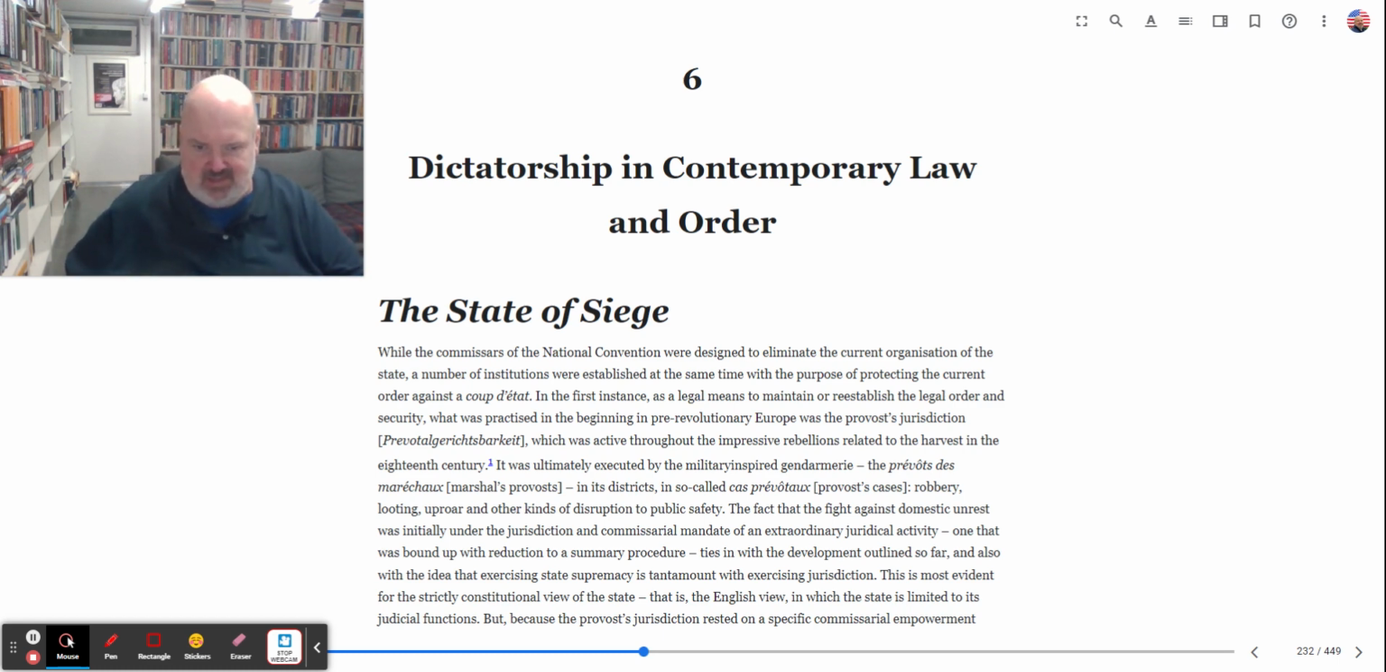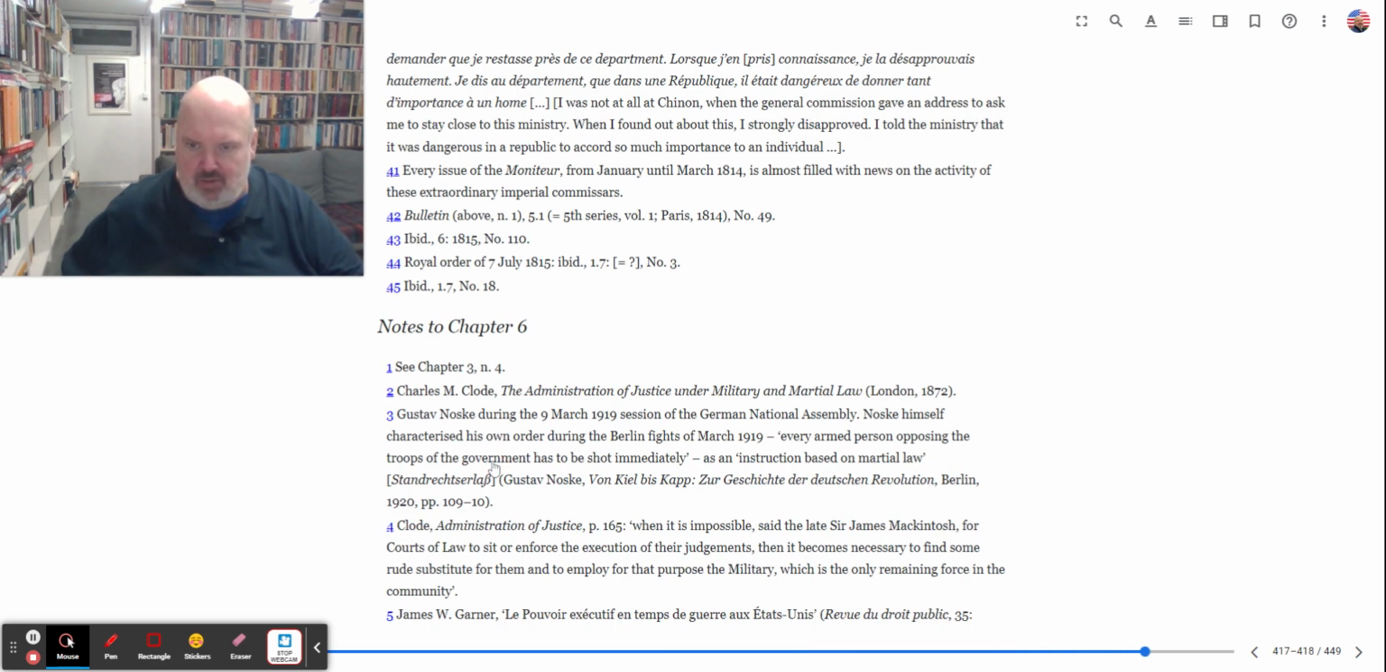In the first instance, as a legal means to maintain or reestablish legal order and security, what was practiced in pre-revolutionary Europe was the provost jurisdiction, which was active throughout the impressive rebellions related to the harvest of the 18th century. Now, this is note 1. Let's look at note 1.